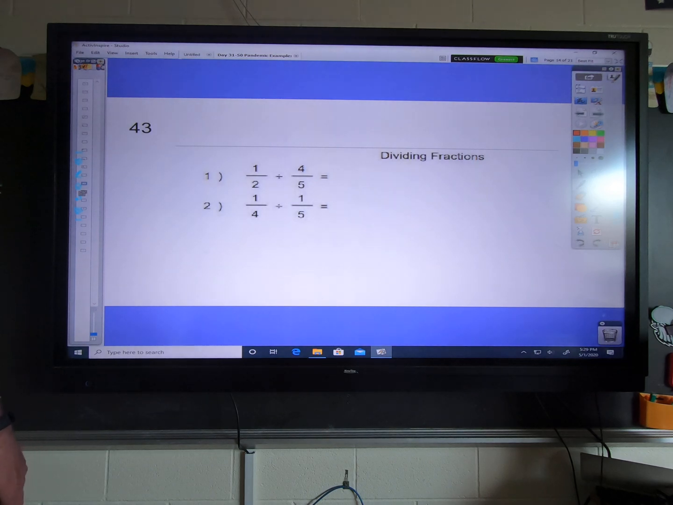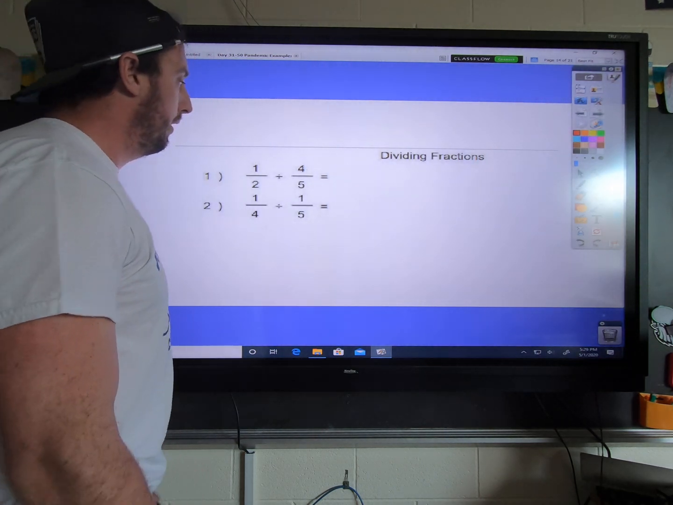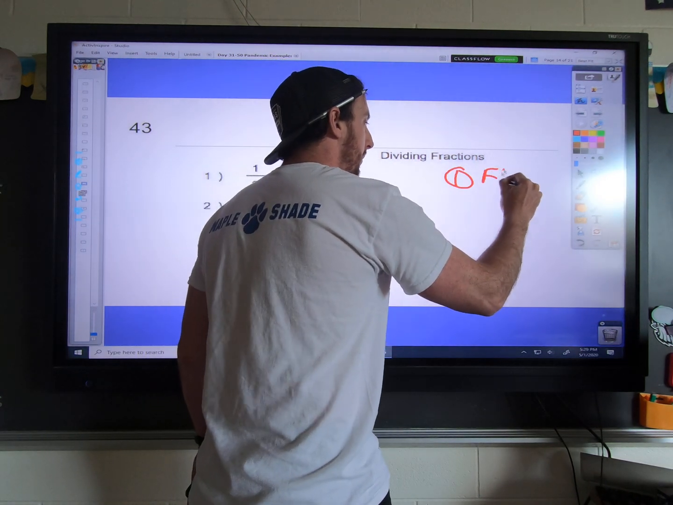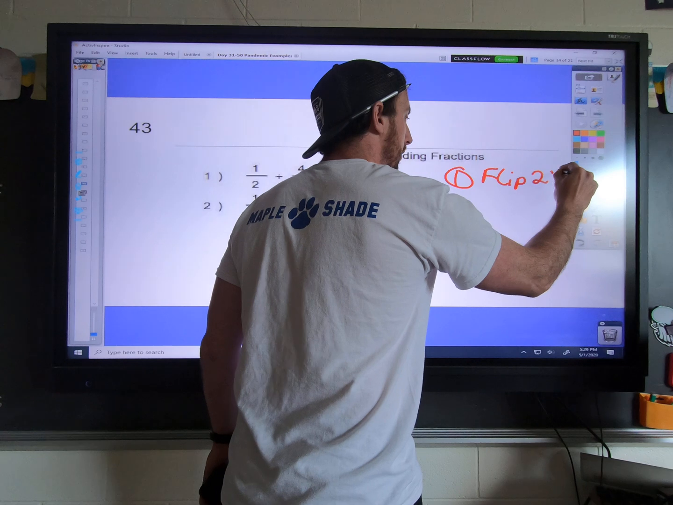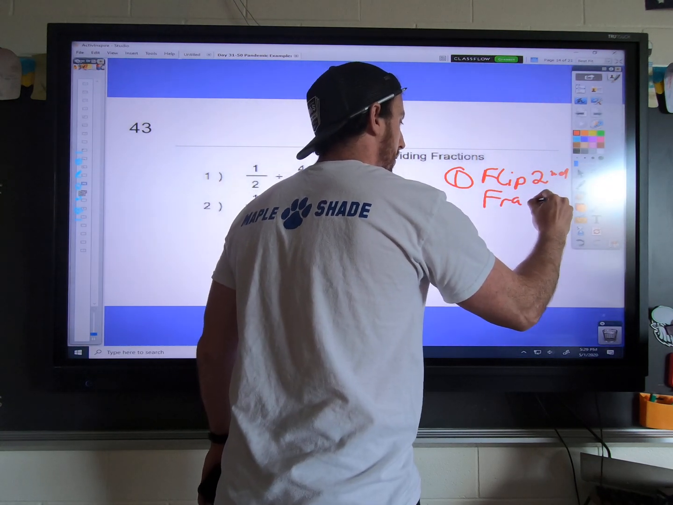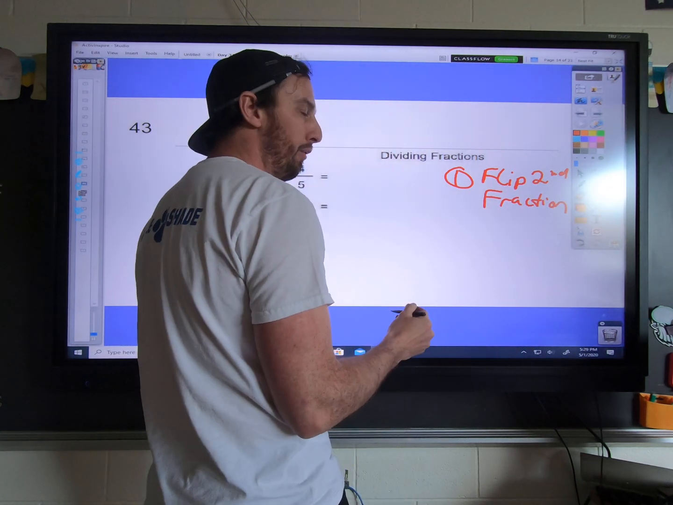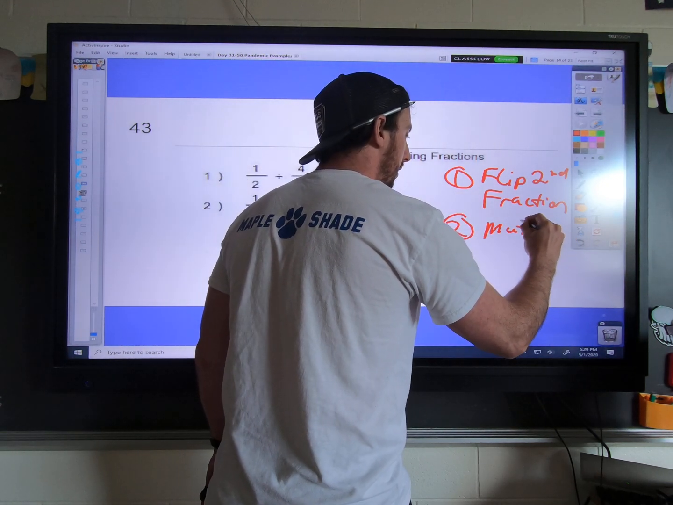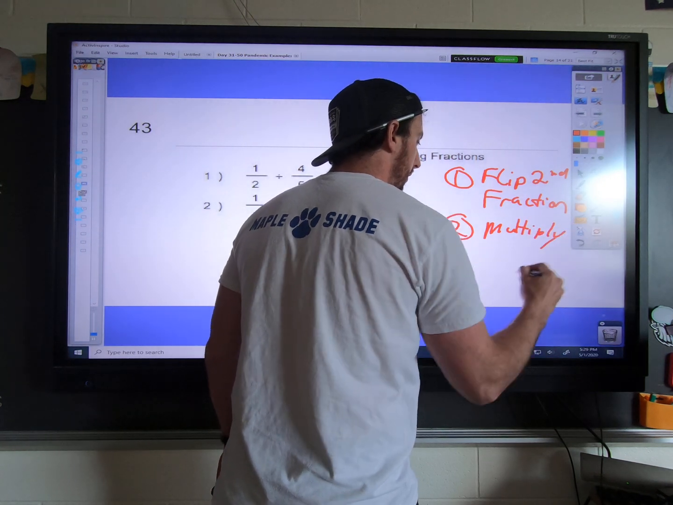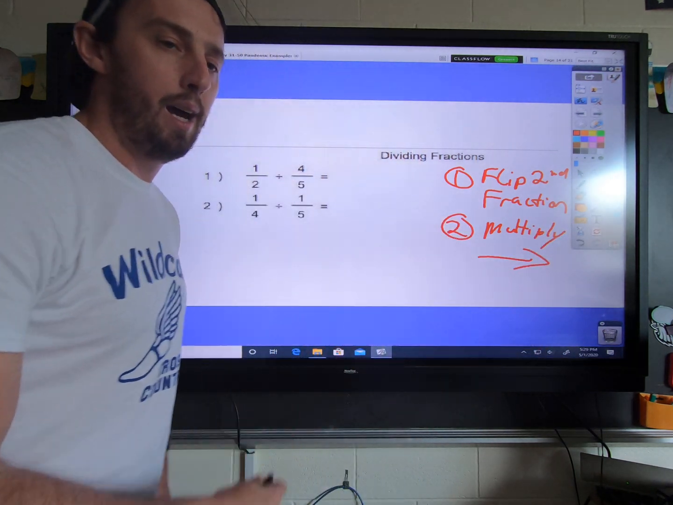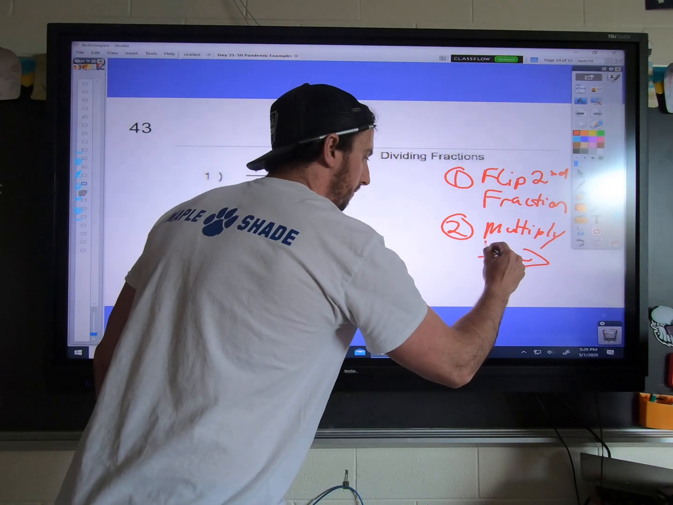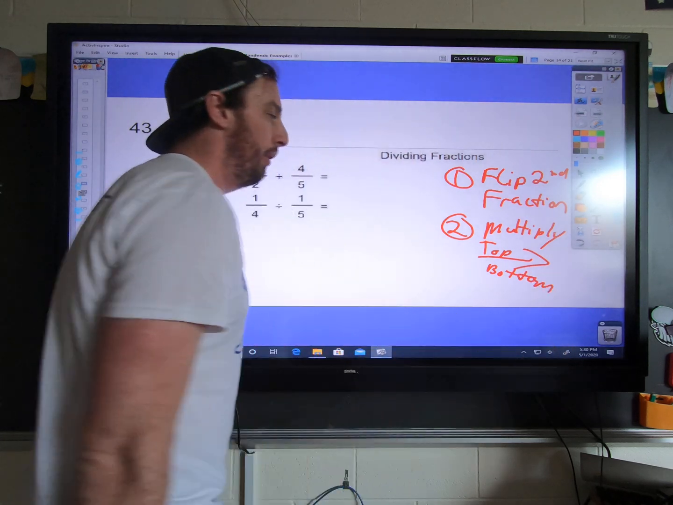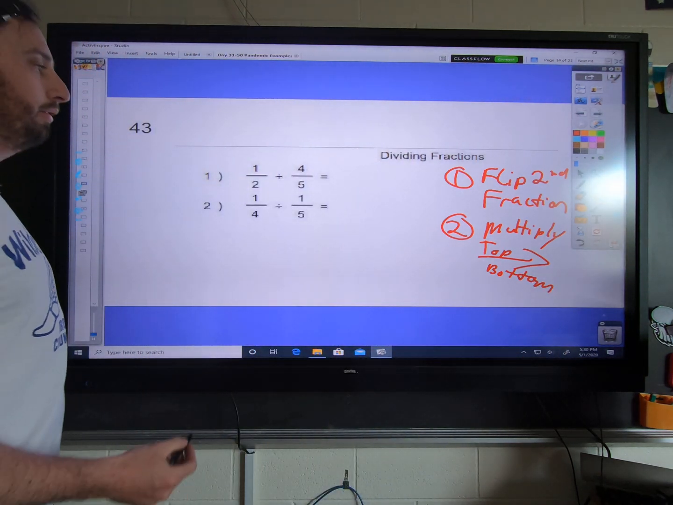Day 43. Dividing fractions. Okay, you have 2 steps here. Step 1: flip the second fraction. And the second step is to multiply straight across. Multiply straight across the top and bottom. Remember those 2 rules, okay? Here we go for this one.